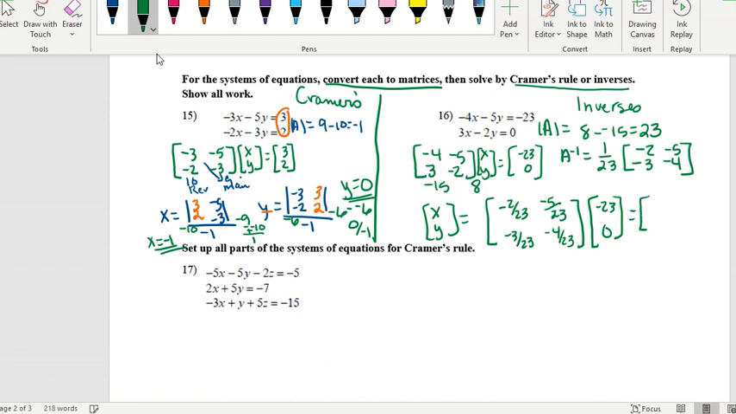Okay, so what that's going to give me is 2 times 23 over 23, which is positive 2. 5 times 0 is 0. 3 over 23 times 23 is 3, positive 3. And anything times 0 is 0. So I got my answers. They're 2, 3. And I'm going to stop because I'm done. All right.